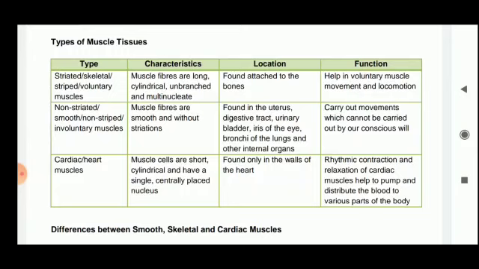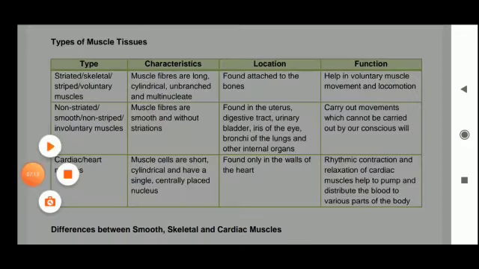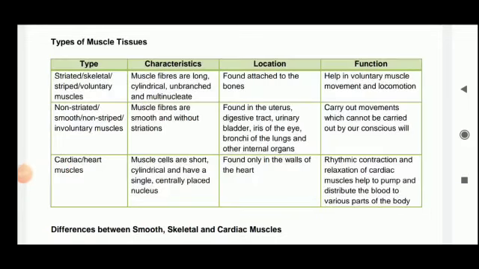Now the third type is the cardiac or heart muscle. The characteristic is that muscle cells are short, cylindrical and have a centrally placed nucleus, and these are found only in the walls of the heart. Heart is also called cardiac. Function is what? Rhythmic contraction and relaxation of cardiac muscles help to pump and distribute the blood to various parts of the body. So these are the main functions of your voluntary, involuntary and cardiac or heart muscles.